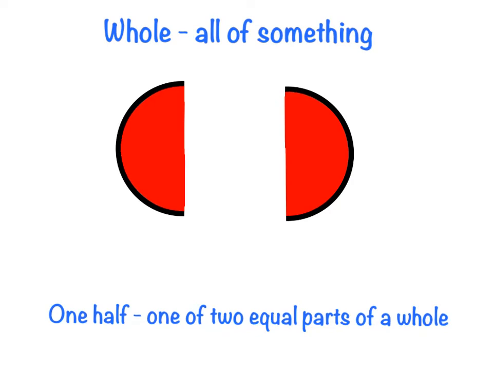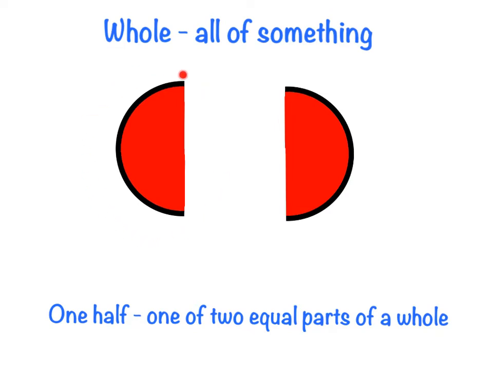Now, they have to be the same size. Do they look the same size to you? Yep, they look the same size to me. Wonderful. Well, that means that from that whole shape, I've created two halves. Now, I want to know what one of those halves are. Well, altogether I have two, so that means 1/2 would just be one of those pieces, or parts, I should say.